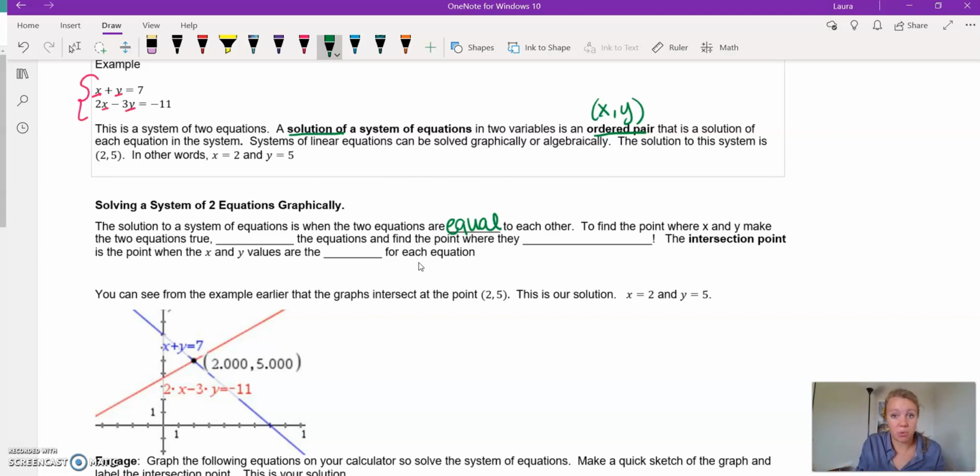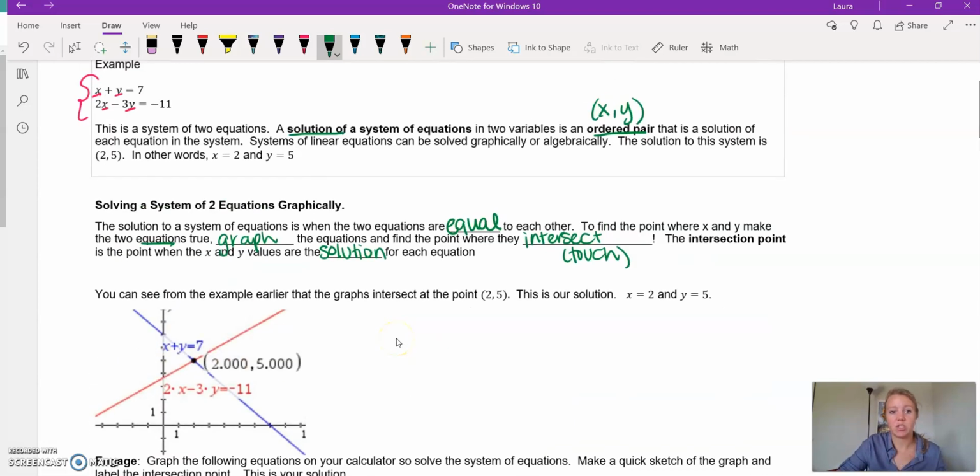So to find that point where x and y make both equations true, we're going to graph the equations and find the point where they intersect, or in other words, touch. So that intersection point, the point where they touch, are the x and y values that are the solution for the equation. So look at this example here.